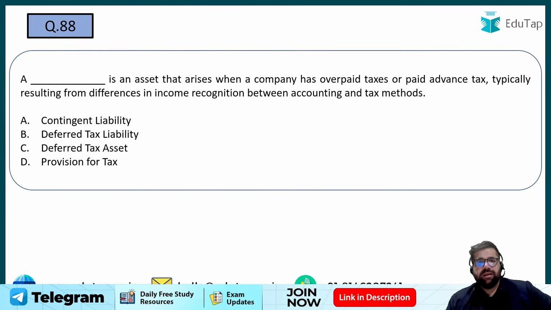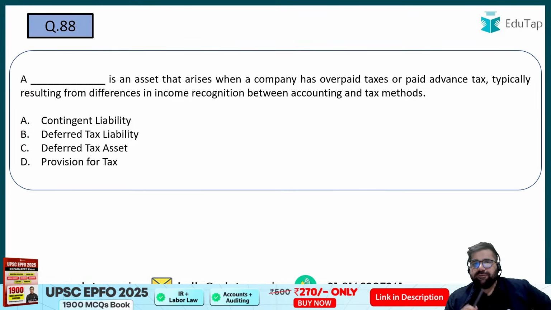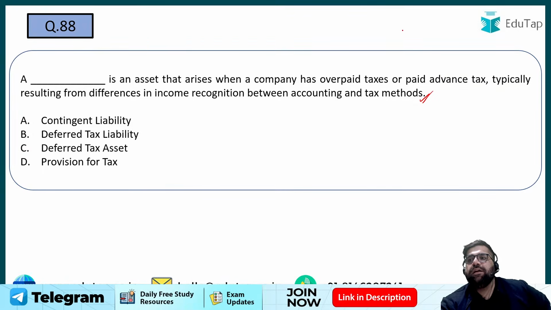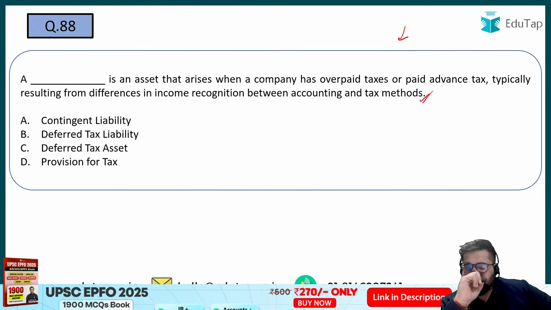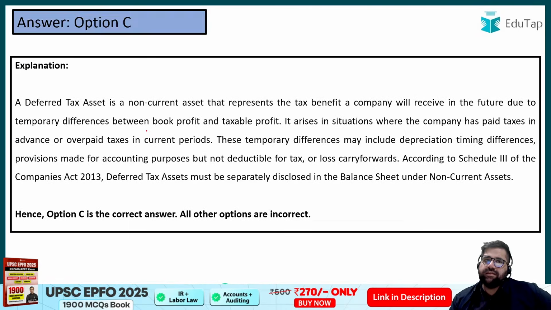88. A dash is an asset that arises when a company overpaid taxes or paid tax advance, typically resulting from the differences in the income recognition between accounting and the tax methods. So is it a contingent liability? No, contingent liability is like अचानक से एक liability आ पड़ी, so that is contingent. Okay, deferred tax liability, deferred tax asset, or provision for tax. Yes, the answer will be DTL, deferred tax liability. This is a sorry.